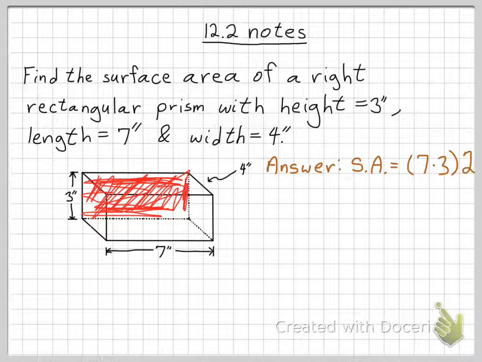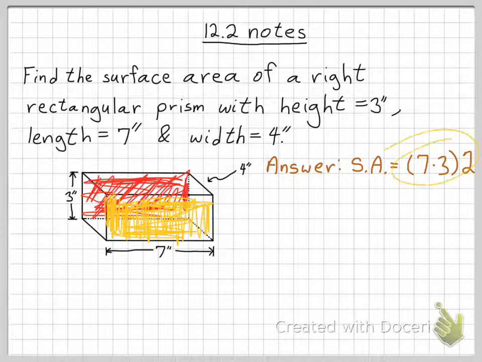But there's 2, and the reason why I say there's 2 is because you also have the front. The front has the same dimension as the back, right? The front is also 7 by 3, just like the back is. So that's where you get these calculations from. Okay?